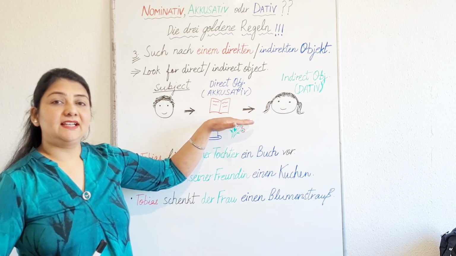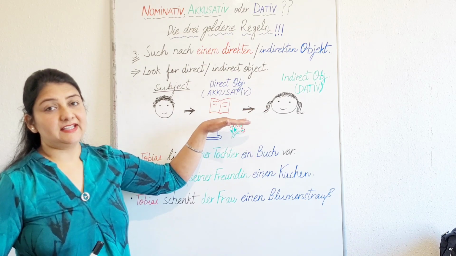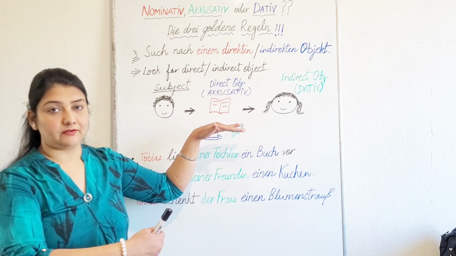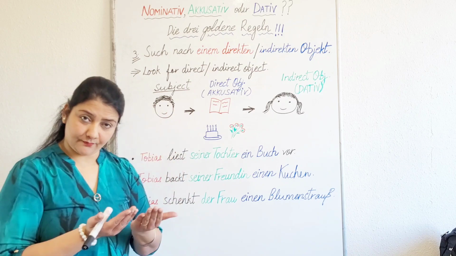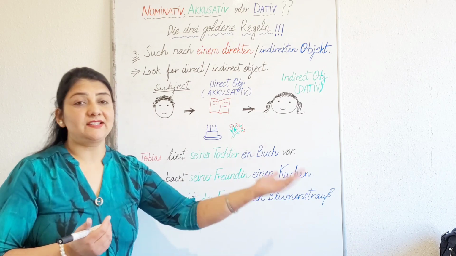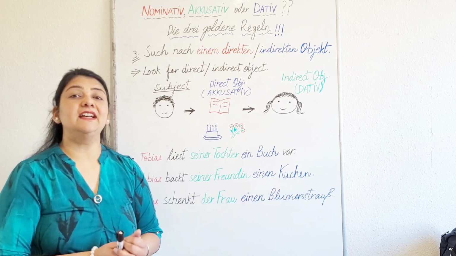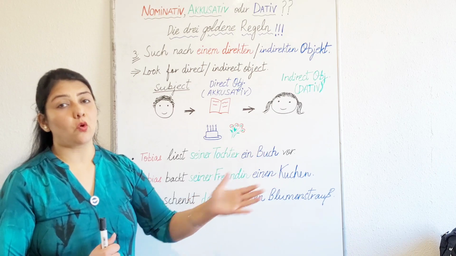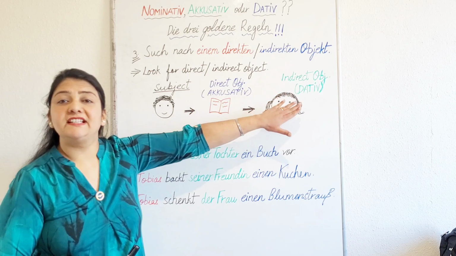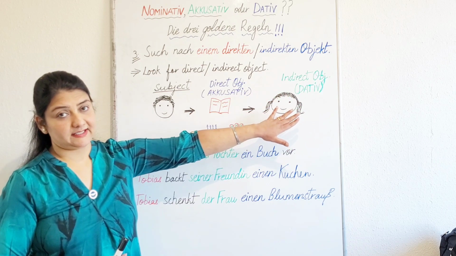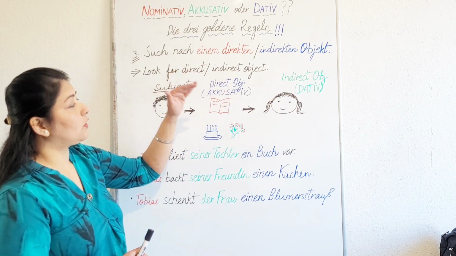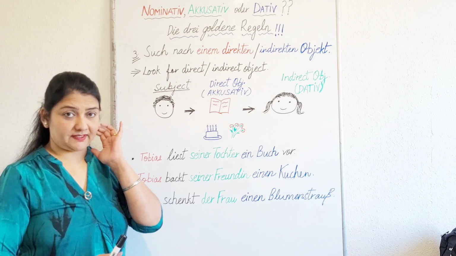The book is the direct object in the sentence because it is the thing which is being acted upon directly by the subject. So Tobias has a book, is reading it for someone, and that someone, that end recipient, is the indirect object, his daughter. Indirect object is always in dative case and direct object is always in accusative case.